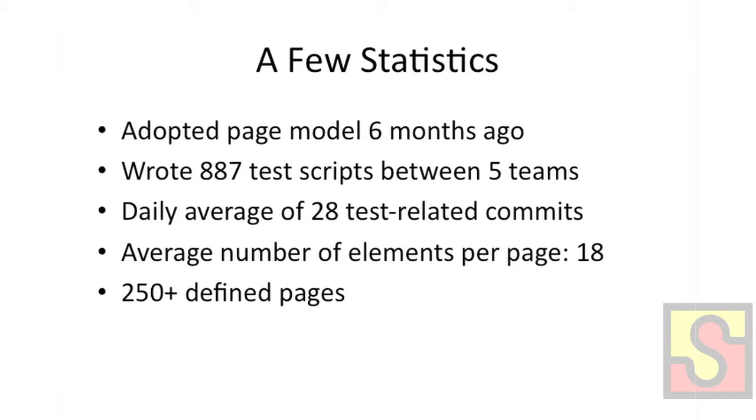The average number of elements per page is 18, which when I first saw that, I thought sounded kind of low. Then I thought about it, and there are a lot of pages which we don't necessarily care too much about testing, but we need them as part of a test, or we just want to check some key things about them. So 18 is, I guess, a pretty good number for elements that we interact with. Over 200 defined pages.